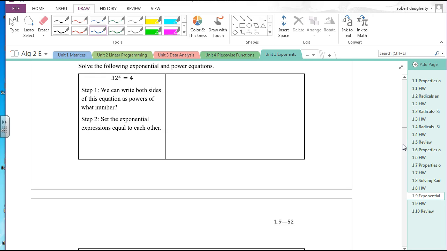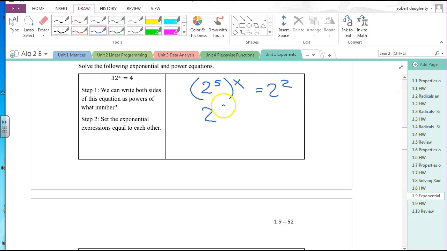So, solve the following exponential and power equations. 32 to the x equal 4. By this point of this unit, when you see 32, you start thinking what? That's 2 to the 5th. That's what you got to have the mindset. This is 2 to the 5th raised to the x, okay? Now, this is equal to, is there any way I can write 4 as a power of 2? It's what? 2 squared.